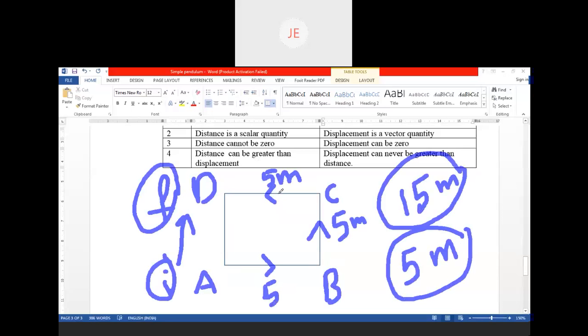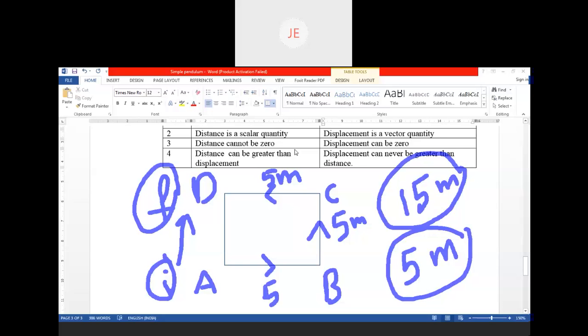So you can say that from here distance can be greater than displacement. From the previous example also, distance was 20 meter, displacement is 0. So distance can be greater than the displacement, and displacement can never be greater than the distance.